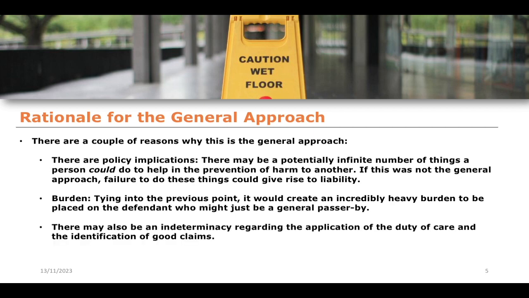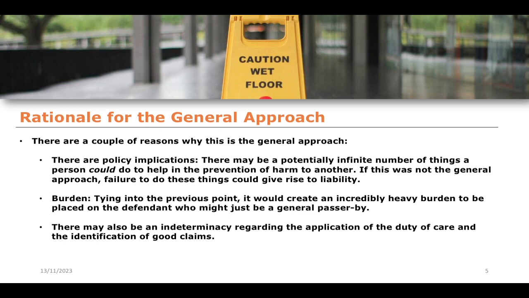Finally, there's this idea that there is a certain amount of indeterminacy regarding the application of a duty of care and the identification of good claims. One of the things that is interesting when it comes to omissions is that a failure to act is not as easy to establish a chain of causation for as a clear act that would satisfy things like the but-for test when we talk about causation. So this indeterminacy means that it is difficult to identify good claims.